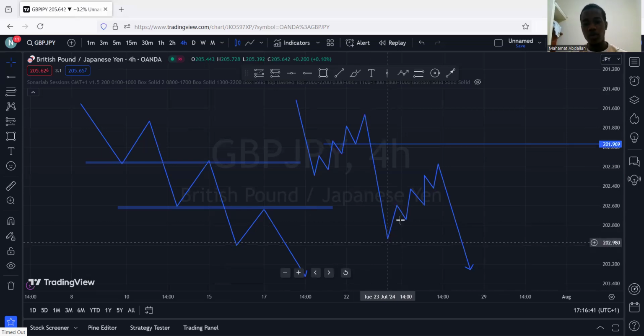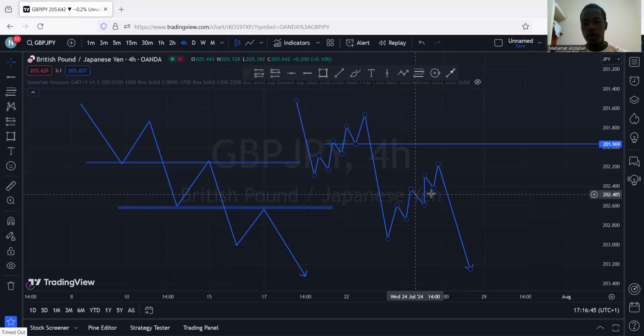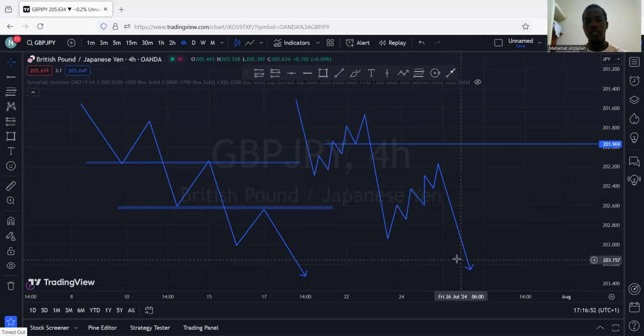Same thing happened for this other correction. So you have your counter trend, you wait for the market to break this low, and once the market breaks this low, you start looking for your sell positions to the downside.